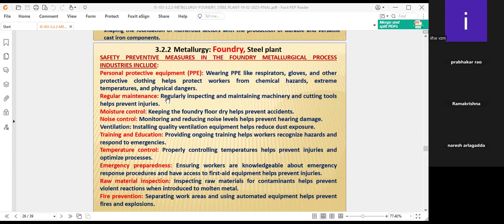Regularly inspecting and maintaining the machinery and the cutting tools helps to prevent injuries, because regular maintenance will help the proper working of the PPE worn by the employees. Even some employees who are wearing the PPE have some resistance because of inconvenience. That is also something we have to find out, and we have to find other alternatives.